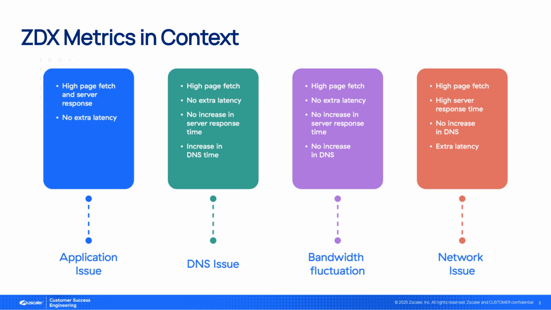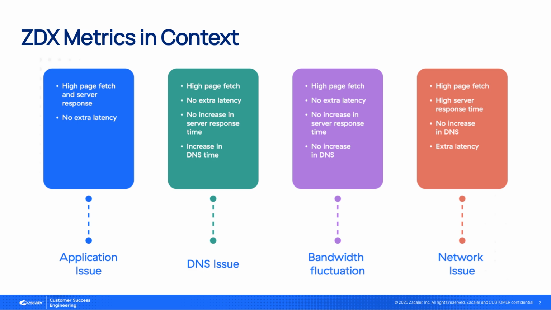same point in time. If both page fetch time and server response time are high, but there's no increase in DNS time or latency, then the issue is at the destination. This is an application issue. If page fetch time and DNS time are high, but neither latency nor server response times are high, then the issue is with DNS. If page fetch time is high, but none of the other metrics show increased values, it's very likely that the issue is due to bandwidth fluctuations.